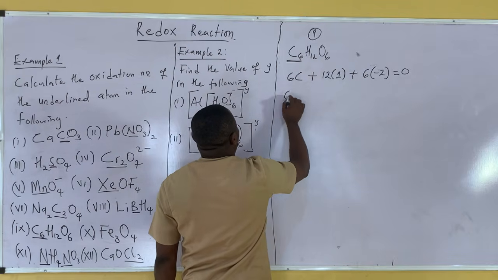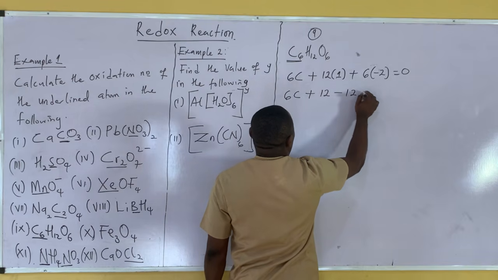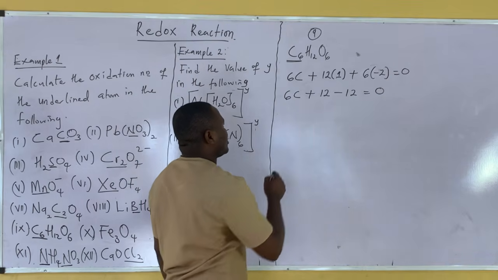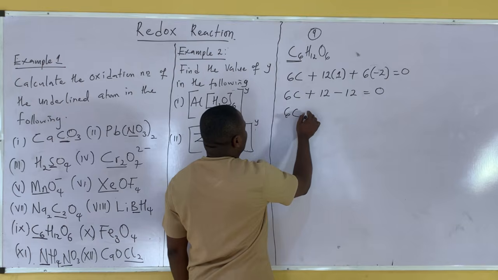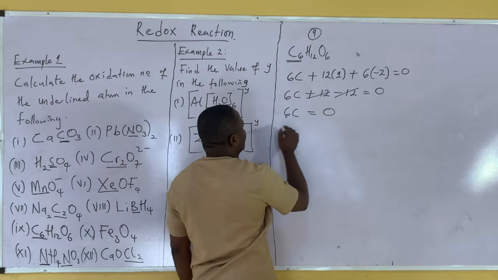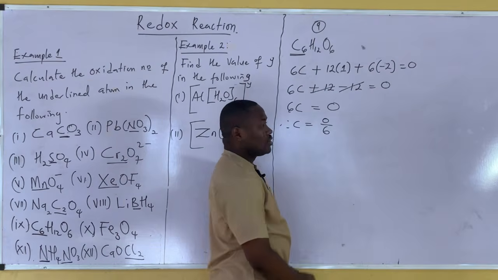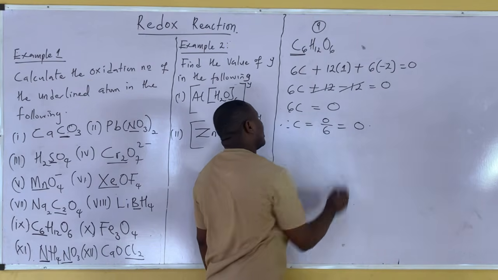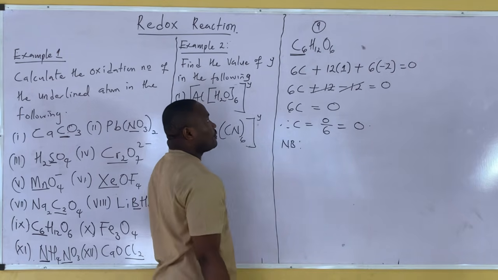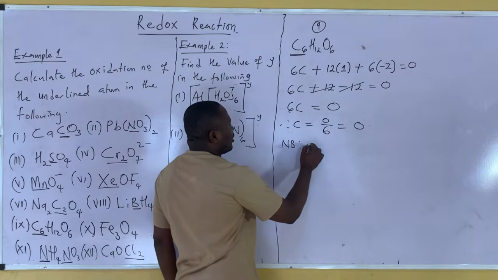So I will now be having 6C + 12 - 12 = 0. Look at it again. 6C + 12 - 12 = 0. Now I have 6C + 12 - 12 is 0, so 6C = 0. So this will now be 0 over 6. So this equals 0.